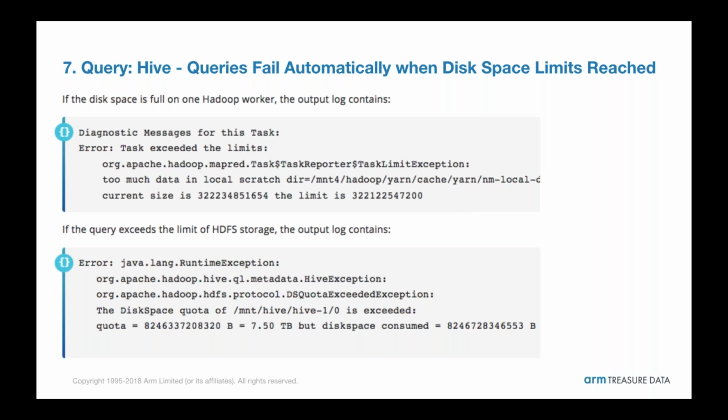To remove these manual processes, now jobs that reach their disk space limit will fail automatically, and the user will be alerted through the job log. And if you find that your Hive jobs are failing a lot due to reaching disk space limits, you can check out our performance tuning for Hive reference in our documentation. We also have a performance tuning for Presto reference. It's also very handy.